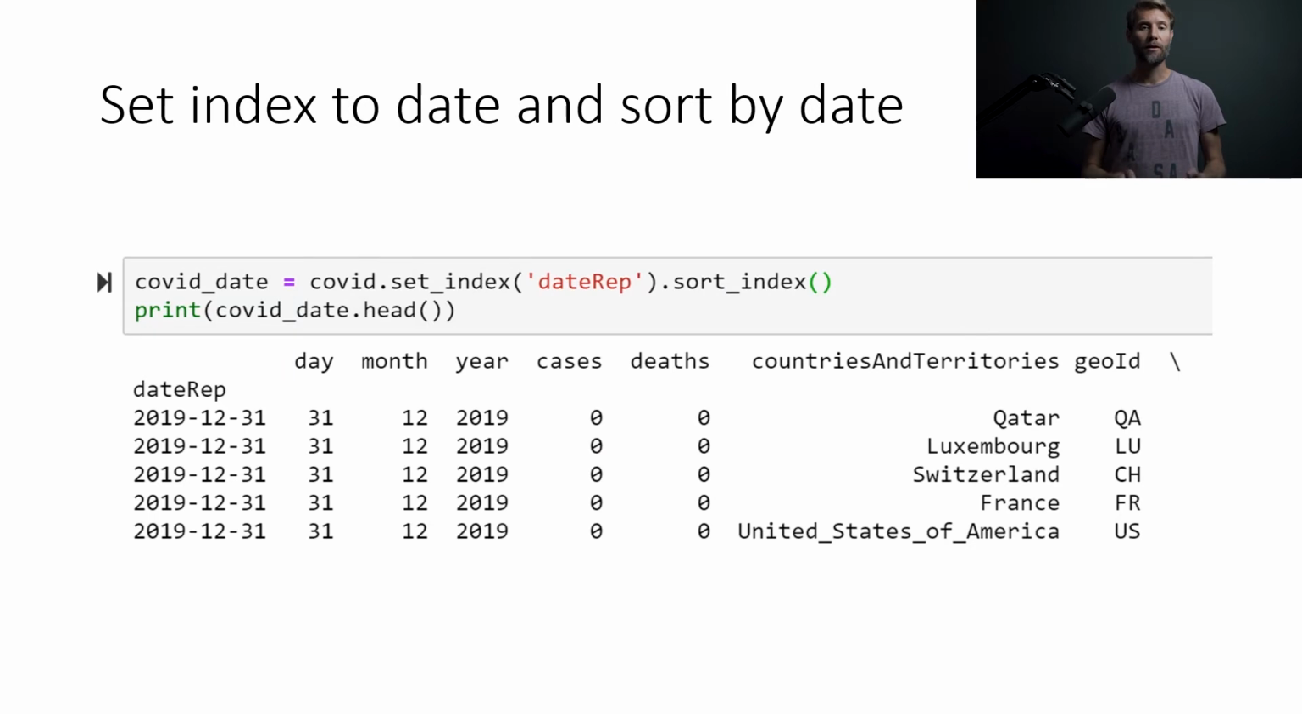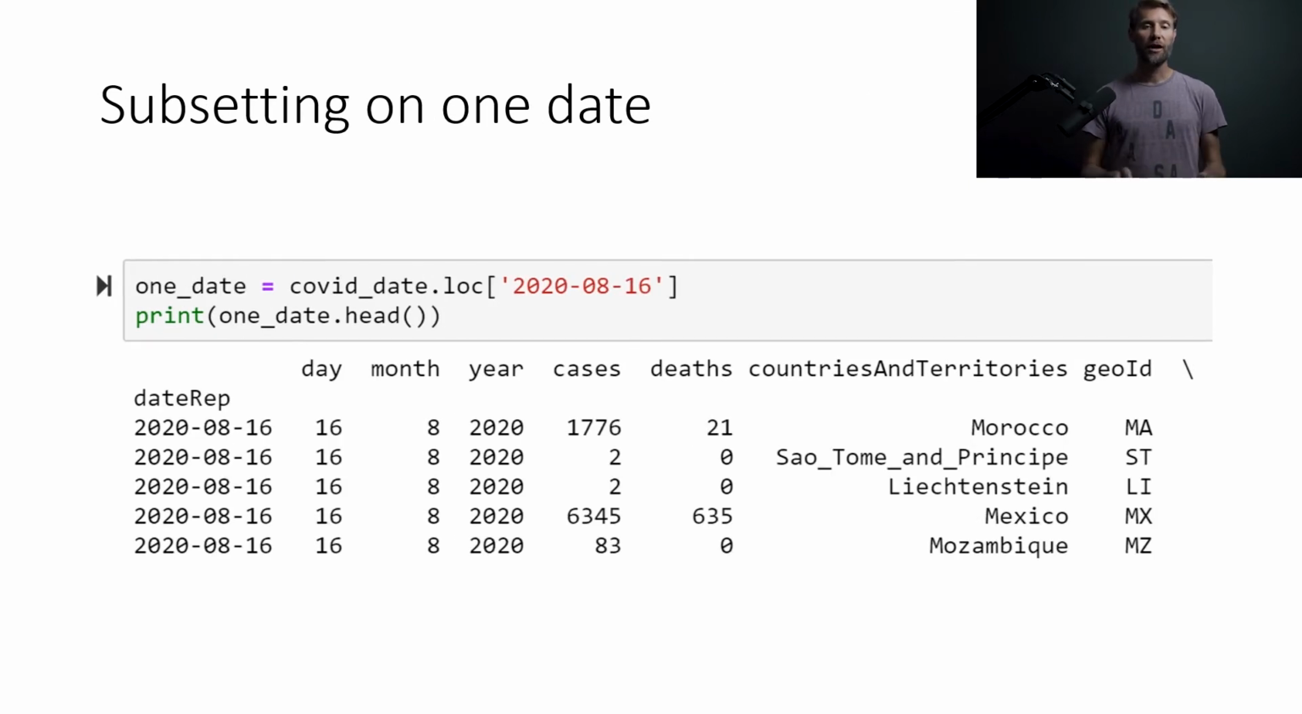If the index column is a date column, we get access to some very useful features. In this example, we create a data frame in which the index is a date. The date rep column is set as the index column, and we apply the sortIndex function to sort on the index. Just like in the previous example, we use loc to subset on a single date. In this case, we created a data frame with all rows of the 16th of August.